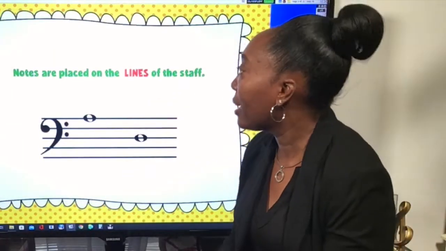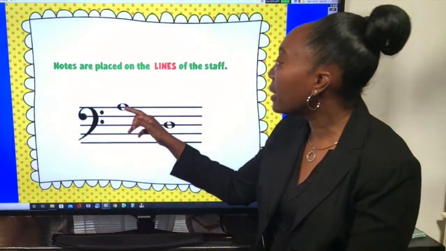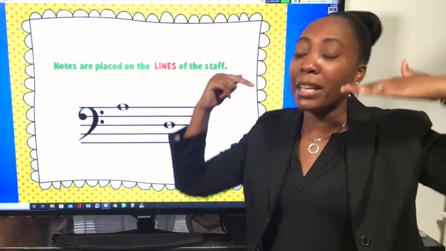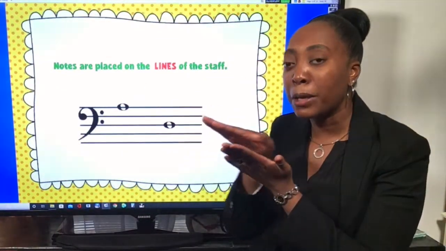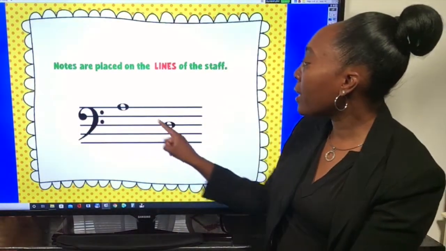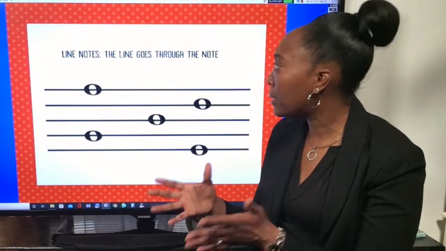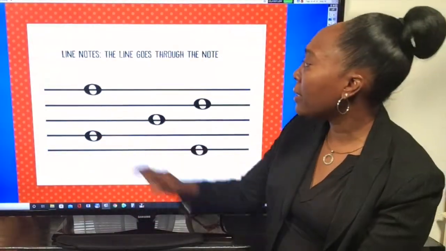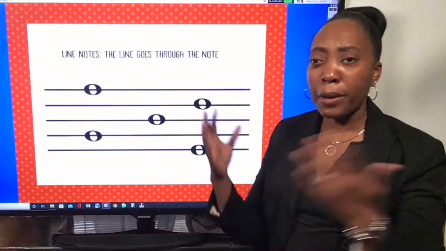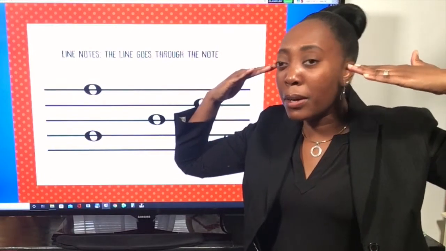of the bass clef. All right, so notes are placed on the line. Remember how we talked about line notes? The line has to go through the note. So here is our bass clef, and here are our line notes. Now let's dive a little deeper. You remember line notes, right? Here's our line note. This is a line note. How do we know it's a line note? Because the line is going through the note.